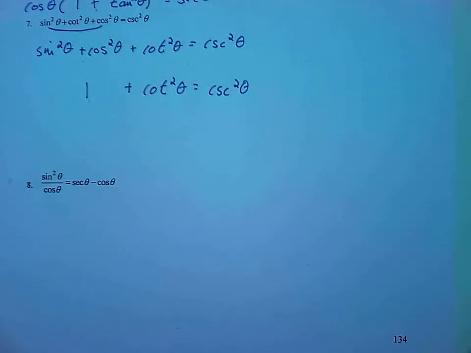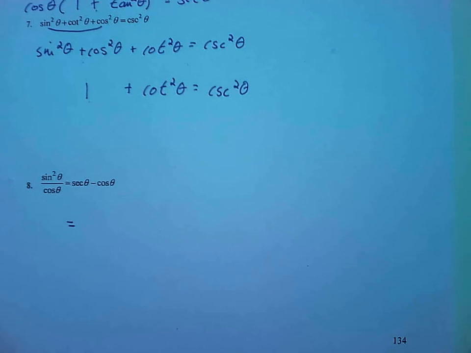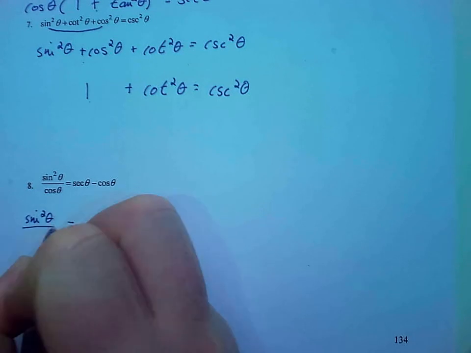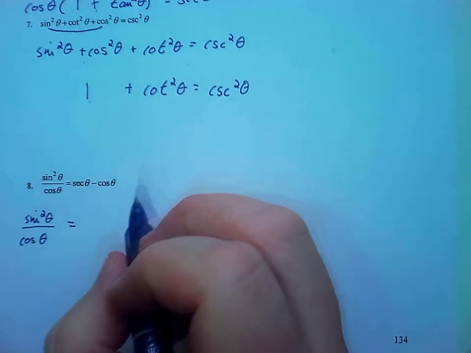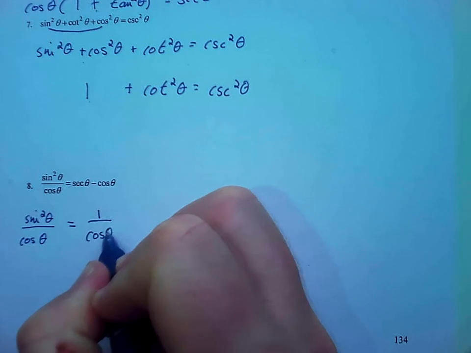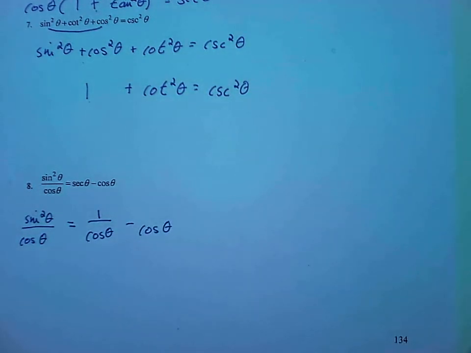The sine squared of theta over cosine of theta is equal to the secant of theta minus the cosine of theta. Alright, well now I happen to think that the right-hand side of the equation looks a little bit more complicated. So let me work with the right-hand side of the equation. So I won't touch the left-hand side. And I know that the secant of theta is 1 over the cosine of theta. And I still have it minus the cosine of theta.